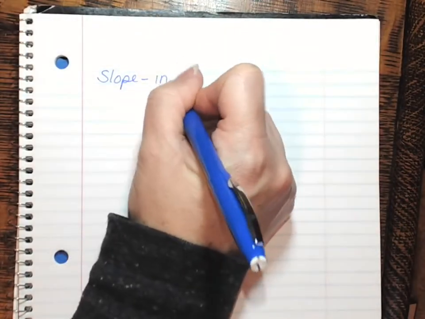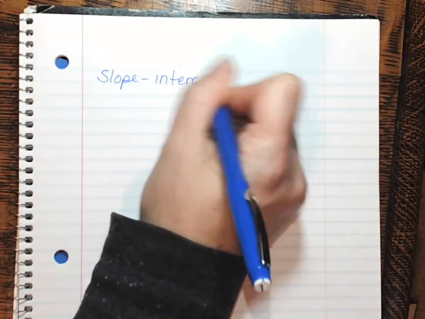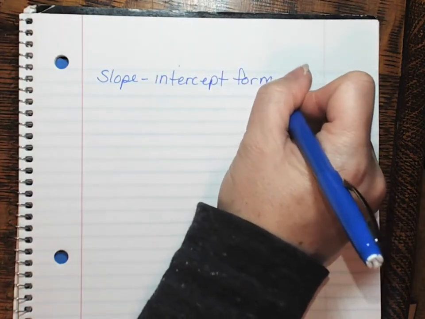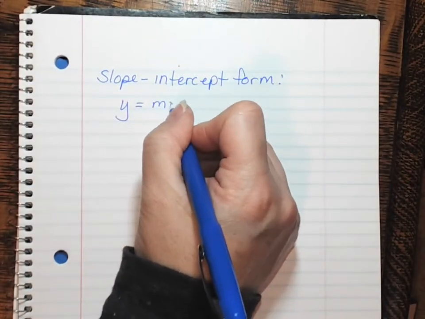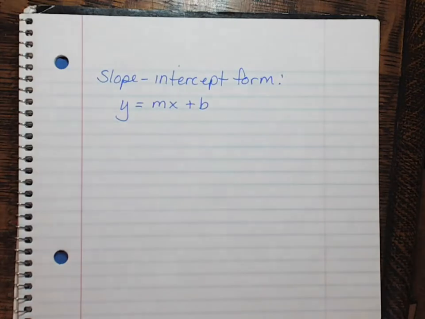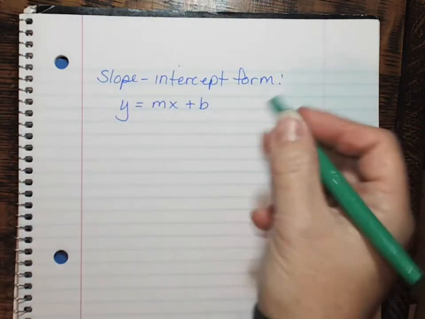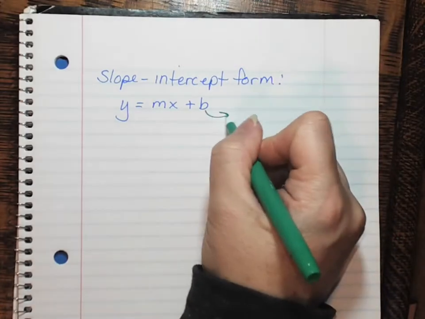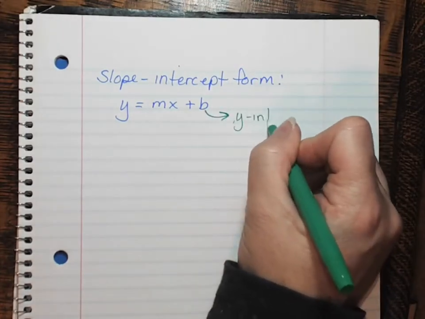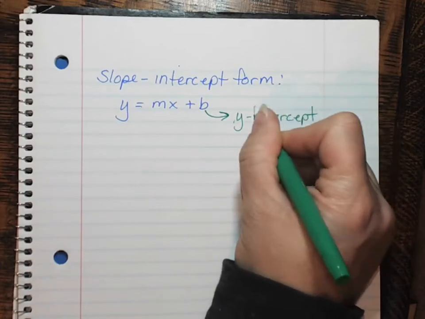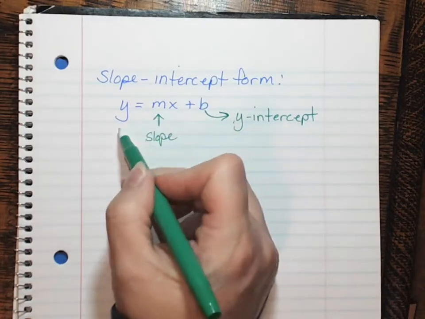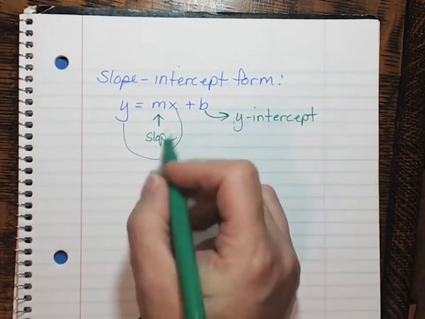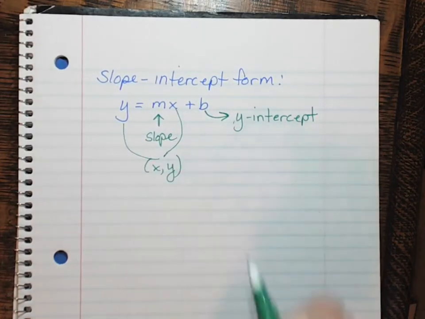Okay, we have a couple of notes to take here. Slope-intercept form, copy this down, looks like this. Y equals m times x plus b. And in that equation, each letter represents something different. B represents what we call the y-intercept. M represents your slope. And then your x and your y are your points on the graph.